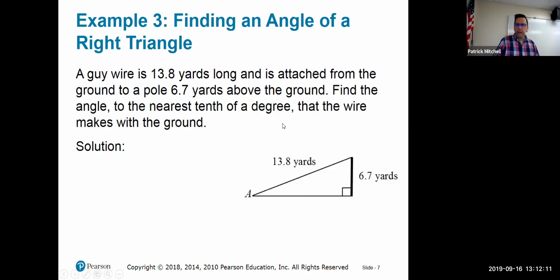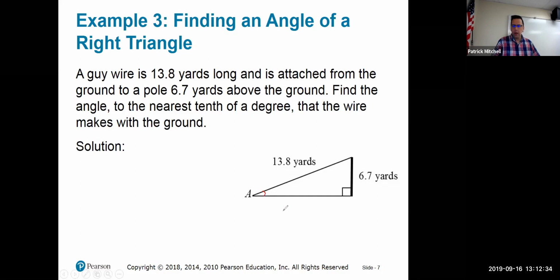All right, next example. A guy wire is 13.8 yards long and is attached from the ground to a pole 6.7 yards above the ground. That is enough information to find the angle to the nearest tenth of a degree that the wire makes with the ground. So in other words, we are trying to find angle A.